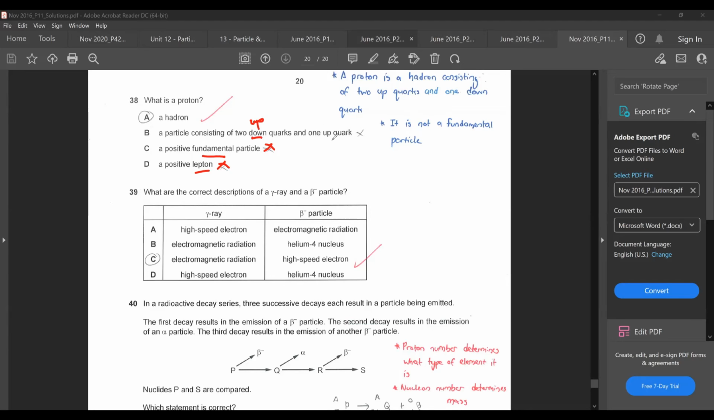So for B, the thing that's wrong is this one. This one should be up. This one should be down. Okay, so I think the possible answer is A.